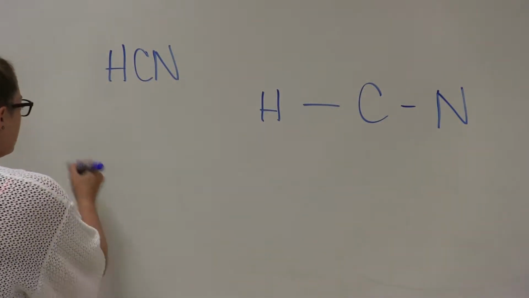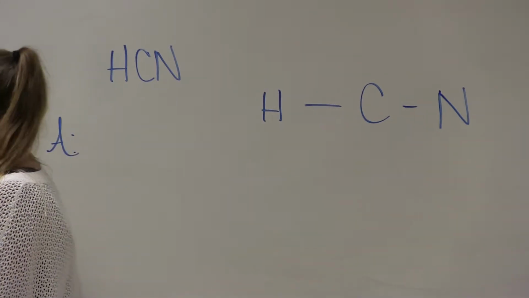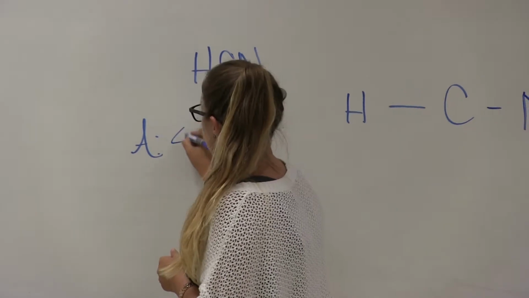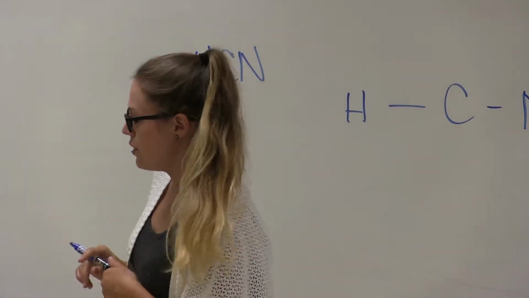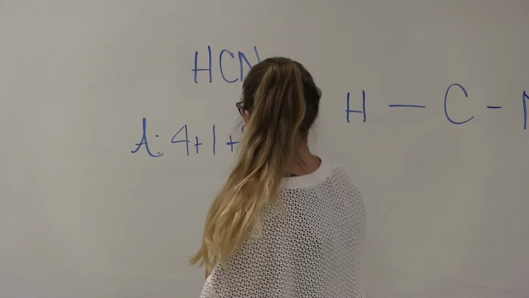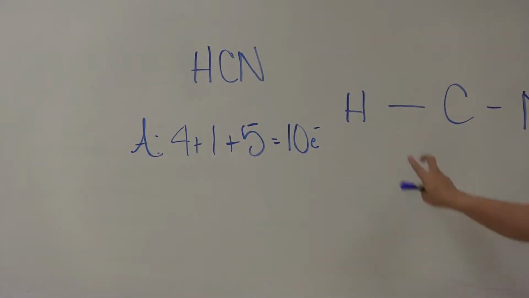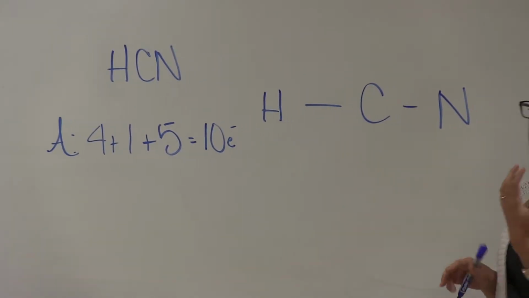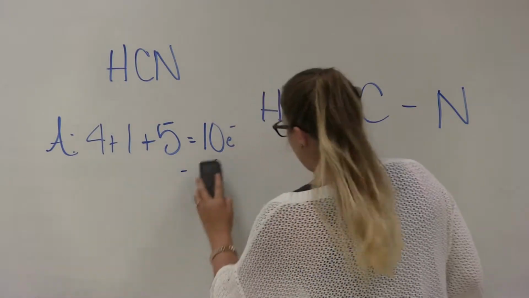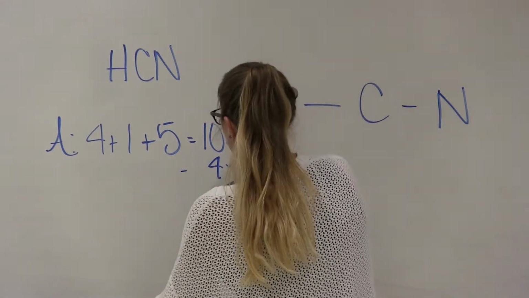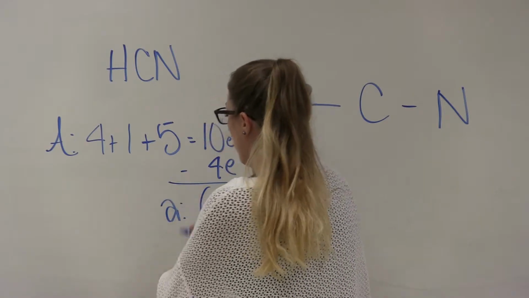Now we need to figure out available. So let's figure out the number of valence electrons. Carbon has 4 valence electrons, plus hydrogen, which has 1, plus nitrogen, which is going to have 5. So we've got a total of 10 electrons. But we drew 2, 4 electrons, so we drew 4 electrons, therefore we have 6 electrons available to draw.